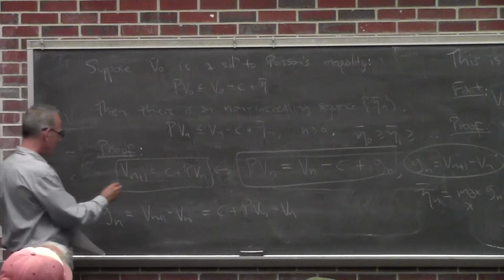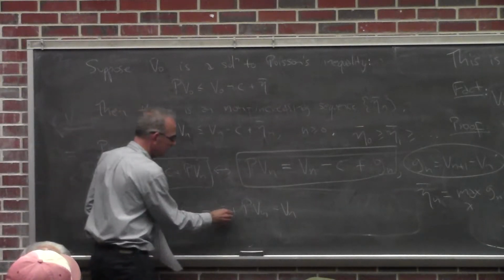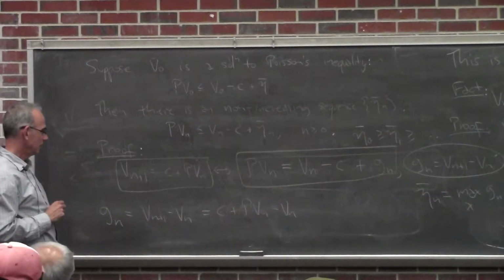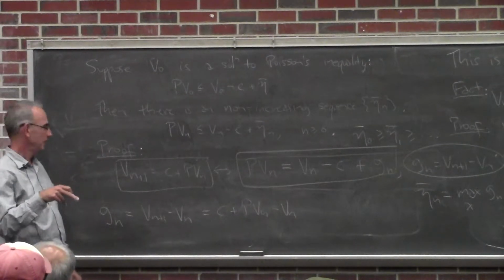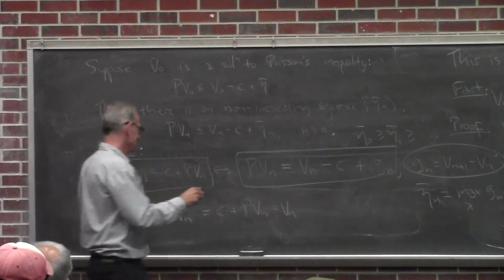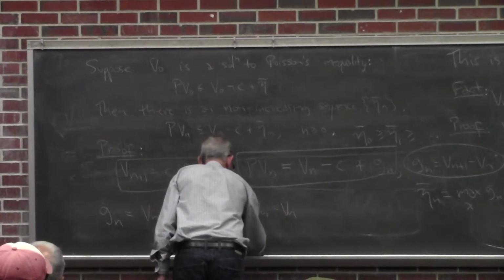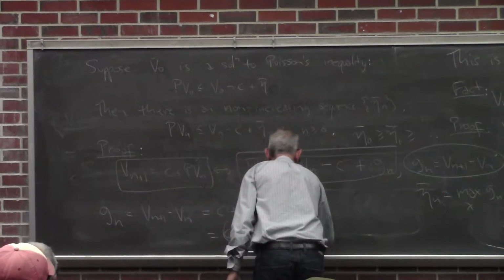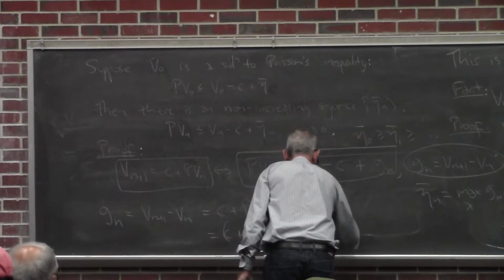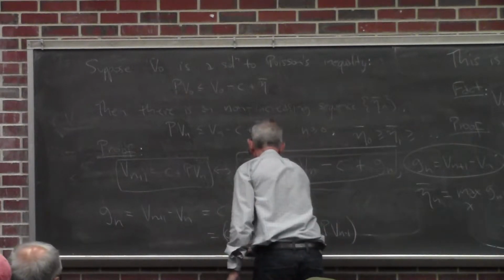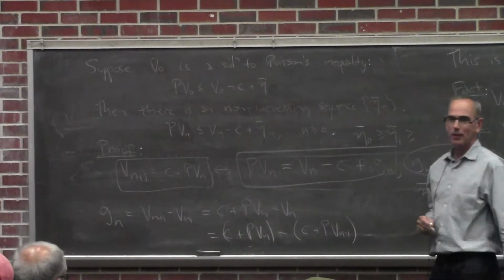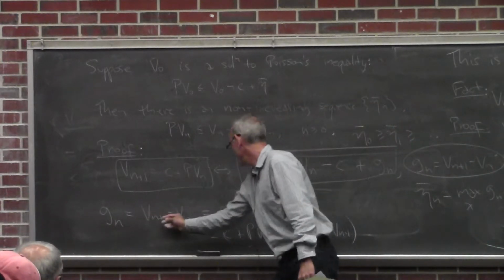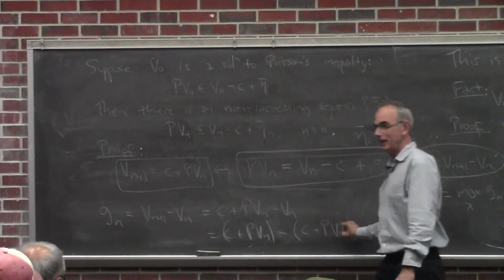So first I'm substituting V_{n+1} is C plus P V_n. That doesn't look very useful. But then I say, well, V_n itself is something similar. And that's starting to look suggestive, right? So I did it twice. I said V_{n+1} is that, and V_n is that.